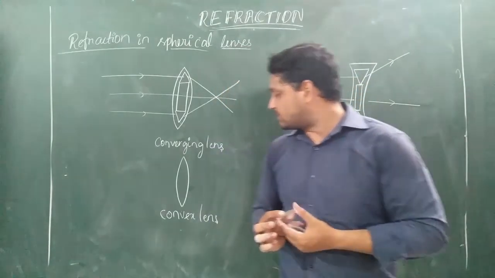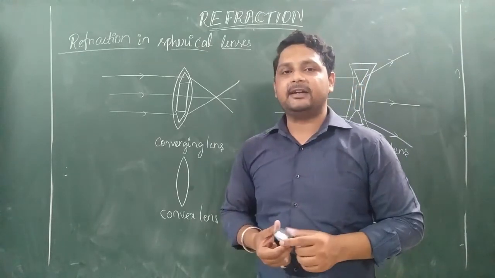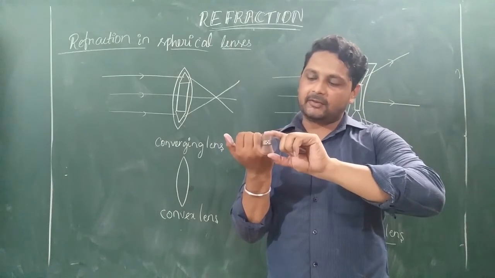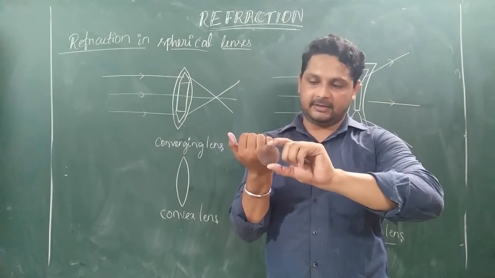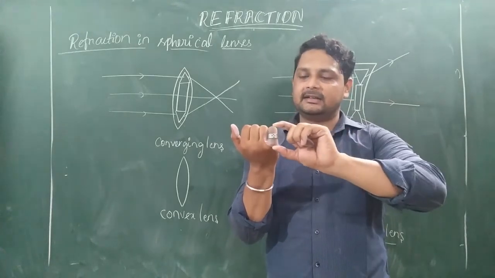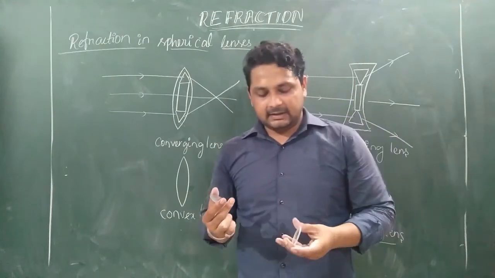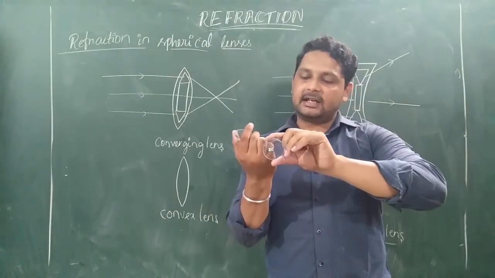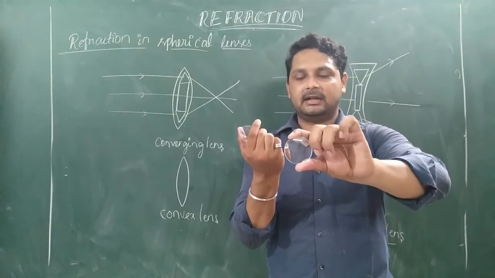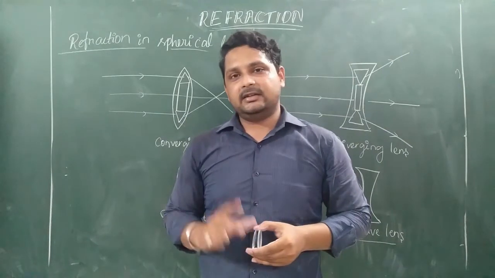Now convex lenses are converging lenses, and they are also used to magnify an image. You can see there are some stones here. If you put a convex lens in front of them, you can see the image of the stone is increased or enlarged. And with the concave lens, you can see the image is diminished. How this diminished image is formed, we'll study in the next video.